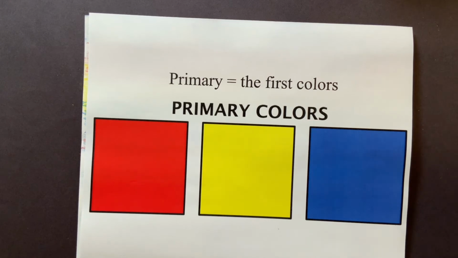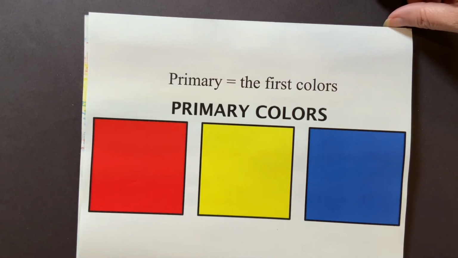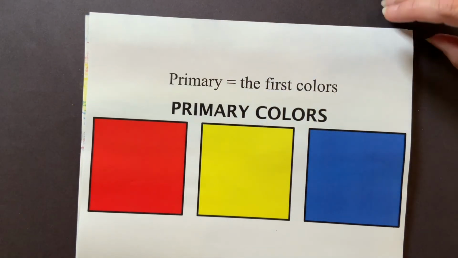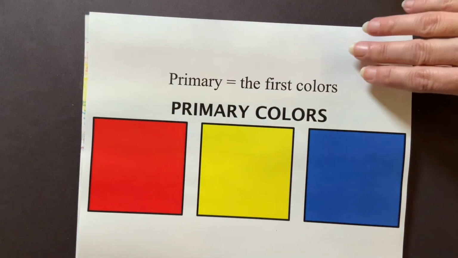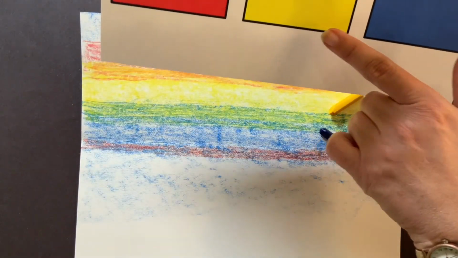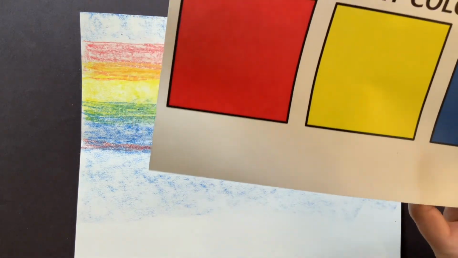You are in primary school. Primary means your first years of school, right? So primary school means you're in your first years of school. You're not ready to graduate college, are you? No, no. So we're in primary school. This is your first few years of school. All right? So we have red, yellow, and blue. Those are our primary colors.